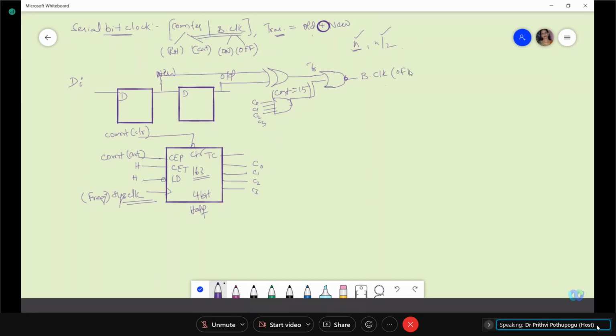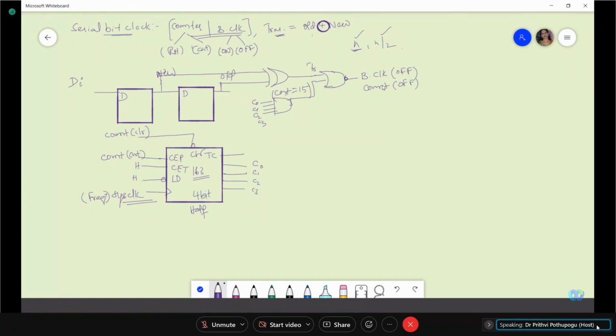off. We should consider count n by 2 also, right? When count is equal to n by 2, I'll come to that also. Now this is the equation of bit clock off I'm taking, and the same thing I think counter off also will be same, as these two equations are similar, no?